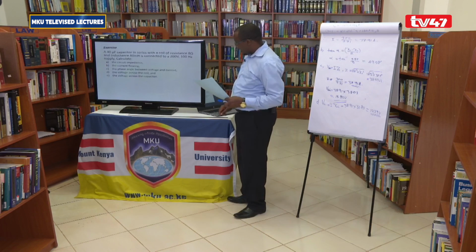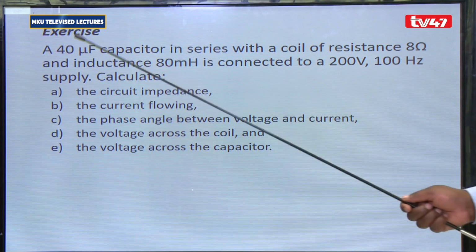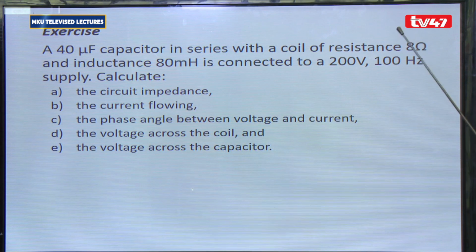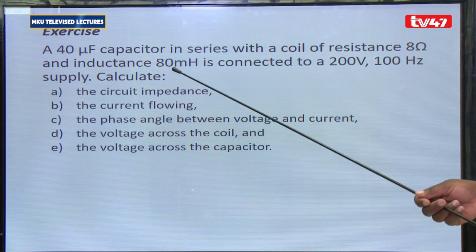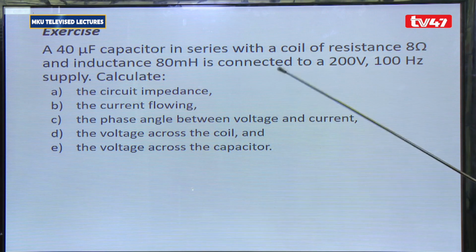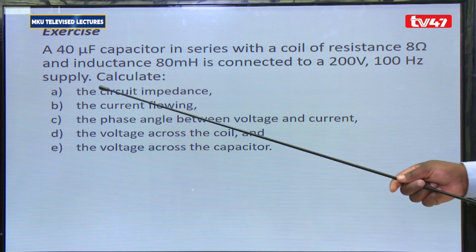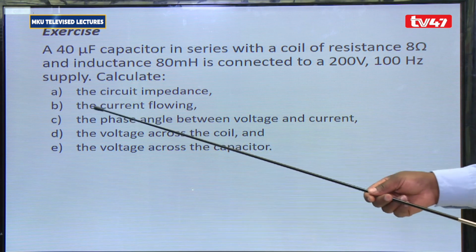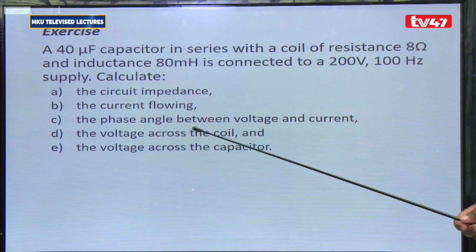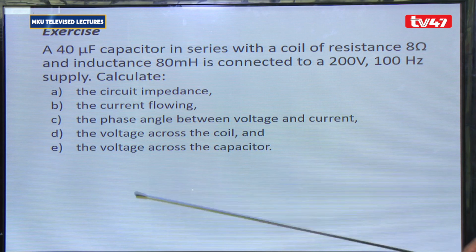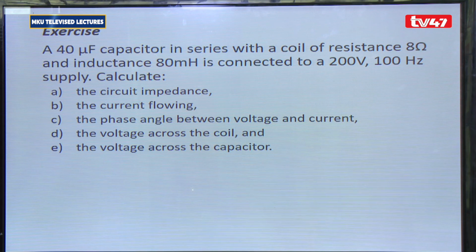And here we have an exercise which you need to tackle. The question says a 40 microfarad capacitor is in series with a coil of resistance 8 ohms and inductance 80 millihenry, and is connected to a 200 volts 100 hertz supply. You are supposed to calculate the circuit impedance, the current flowing, the phase angle between the voltage and the current, the voltage across the coil, and the voltage across the capacitor. So you just apply the knowledge which you have used in the previous example, and you are going to get the answer.